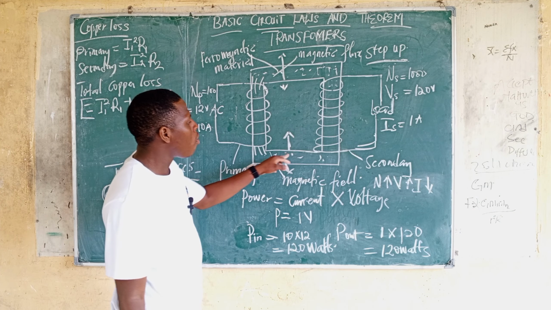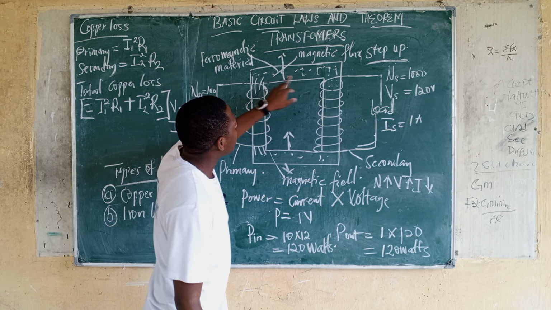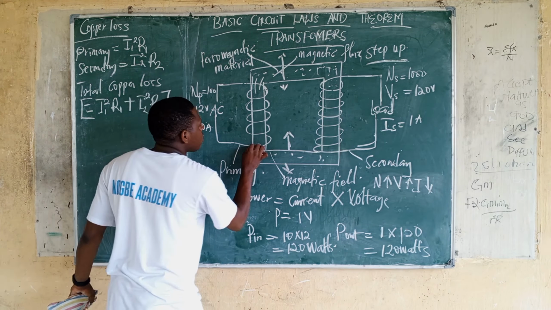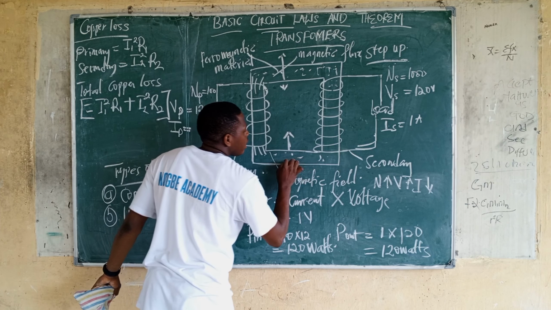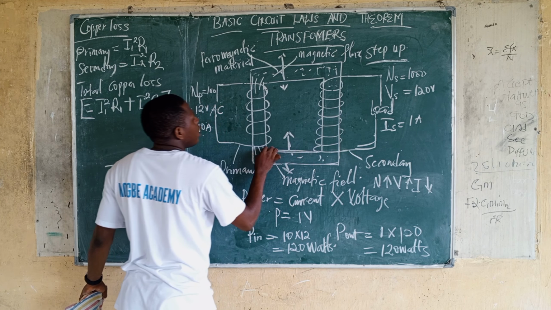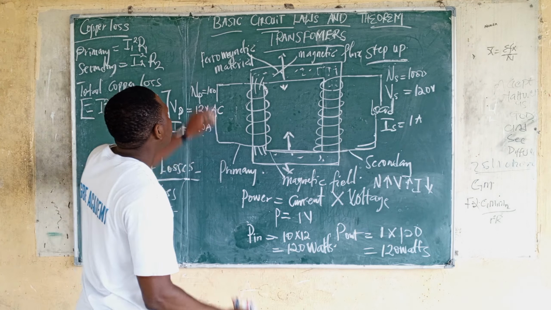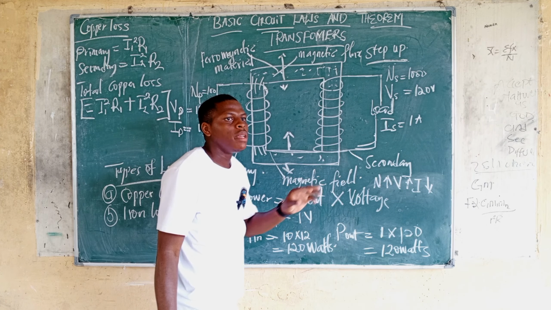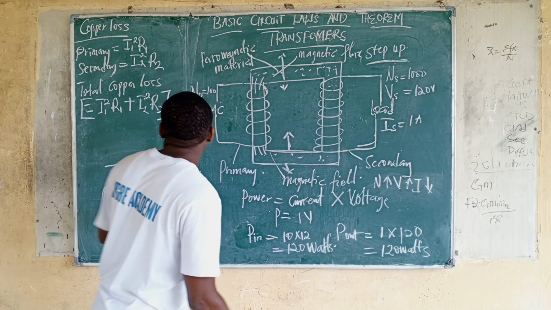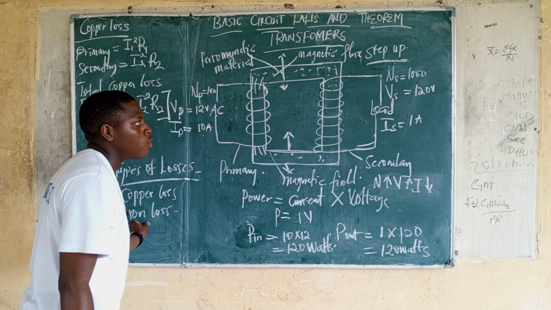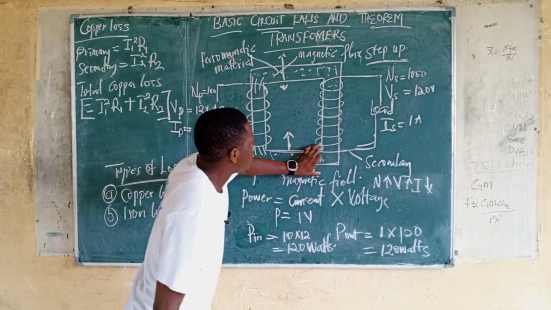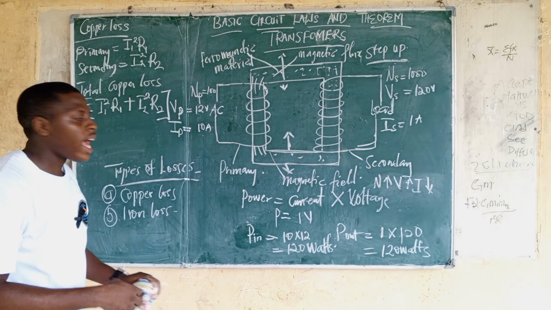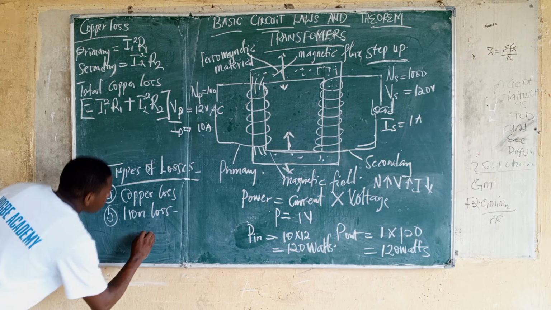But the next thing we are seeing is iron loss. Now, come back to your transformer. What can you see in your transformer that is made up of iron? You can see this core here, this material here. And we said this material is a ferromagnetic material. Now when we talk of ferro, we mean iron. So if we are calculating for iron loss, we are considering this part here. That is why it's called your iron loss.